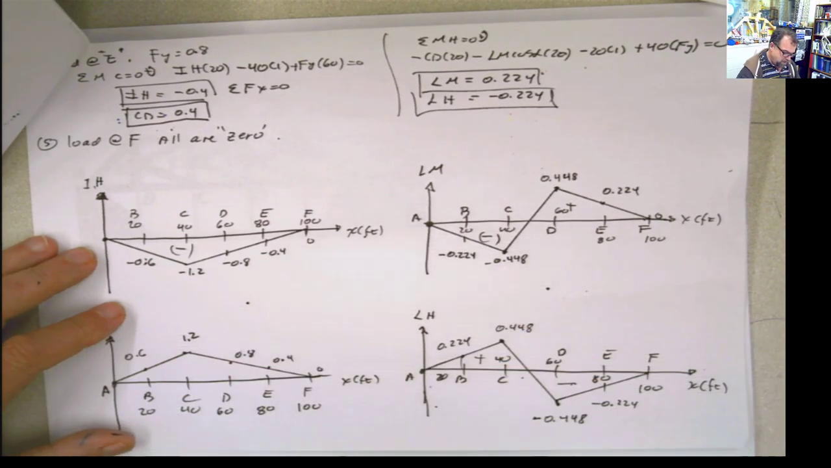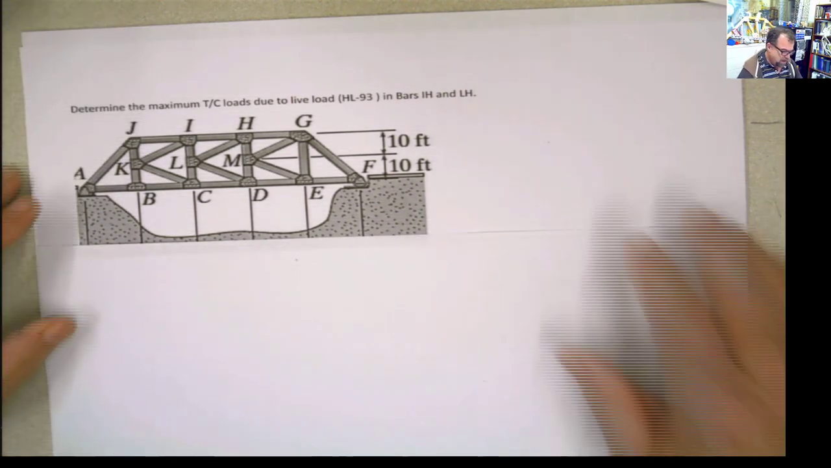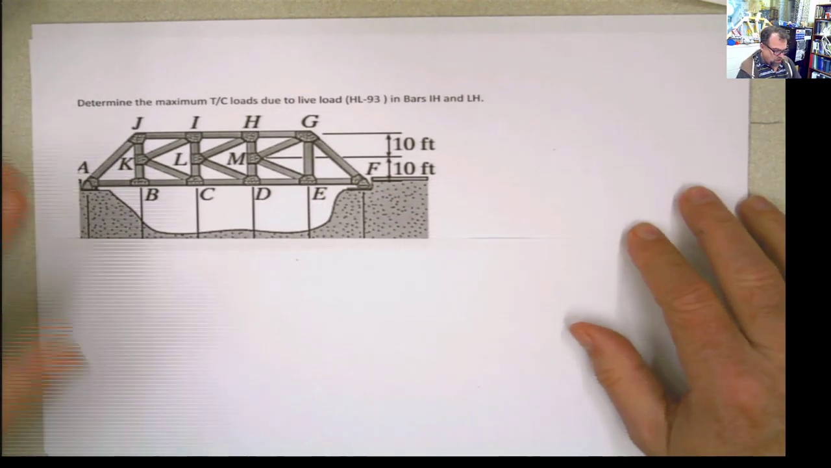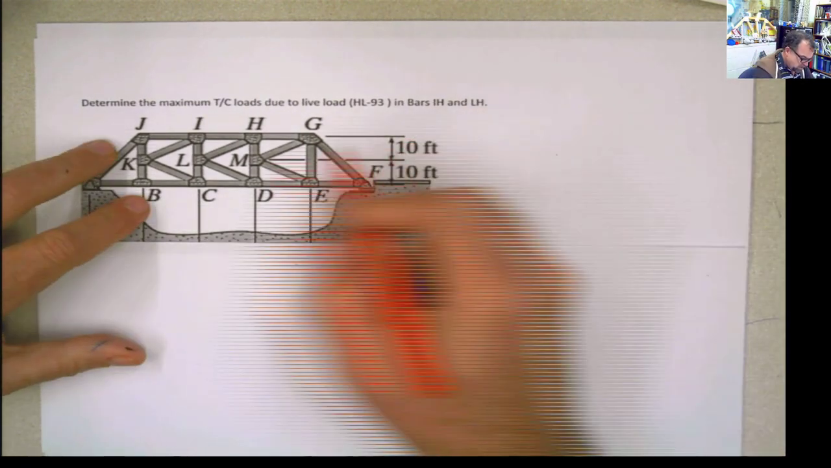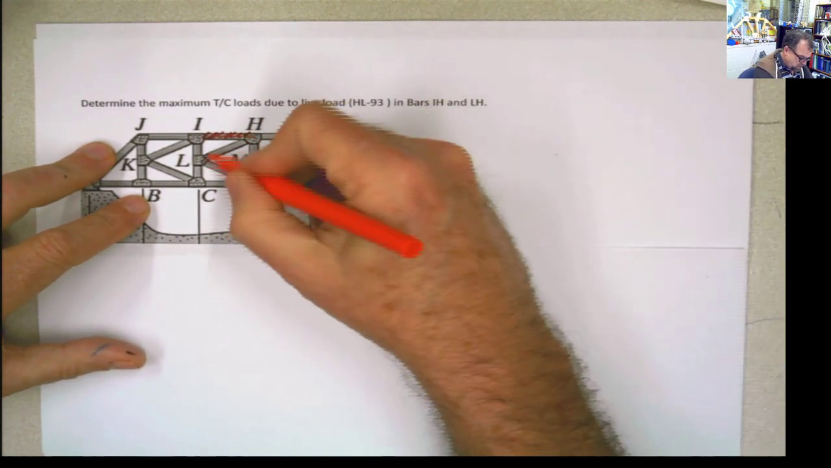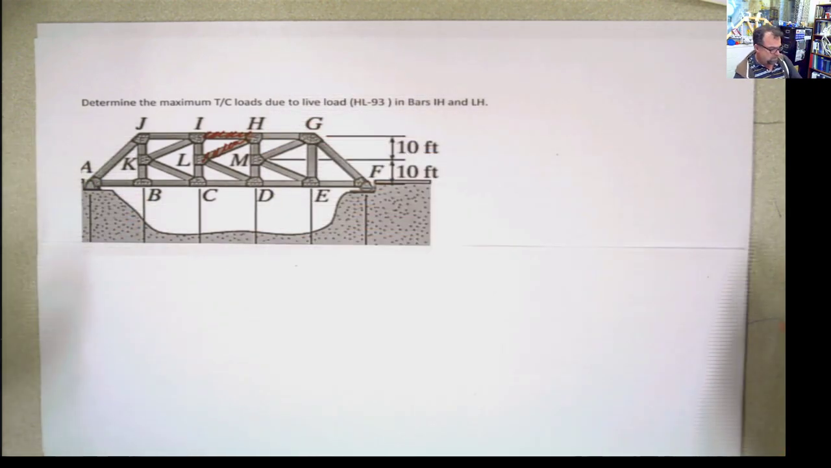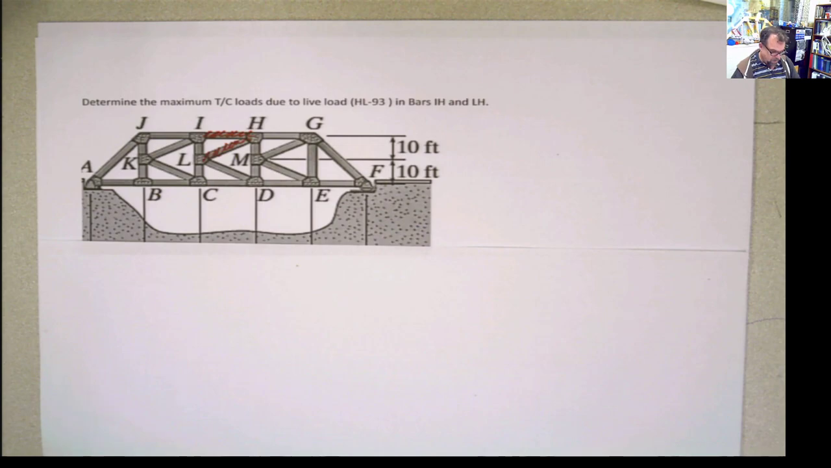So for this particular problem, what I'm interested in doing is using those influence lines to determine the maximum loads in these bars, the bars IH and LH, these two bars, due to this HL93 load. The HL93 load is a standard load for AASHTO, which includes several combinations.